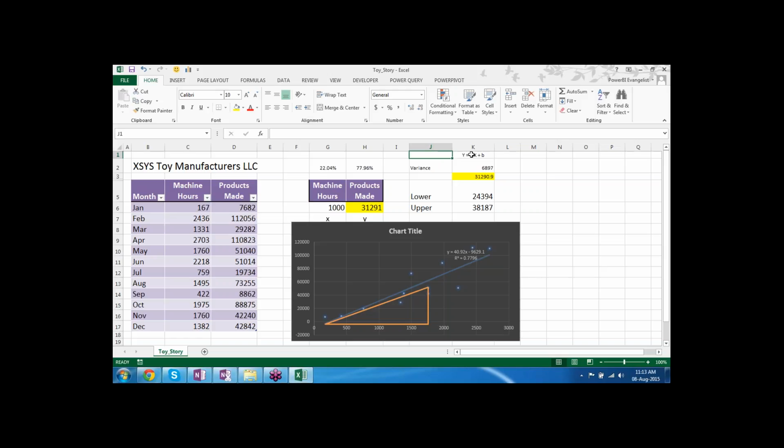So there are functions like intercept and slope also. So that also you can find out. So many functions are there. You can see the statistical functions and see them.